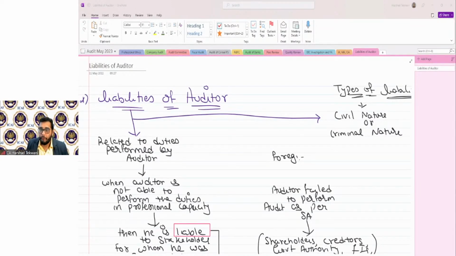So today we are going to discuss the liabilities of an auditor. Okay. Now, what I will be doing is explaining the provisions. I will explain in detail the sections and the concepts. We will see some questions, and we will also simultaneously take queries and resolve them.